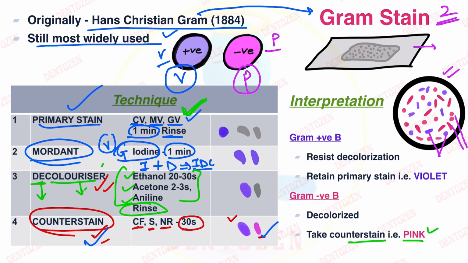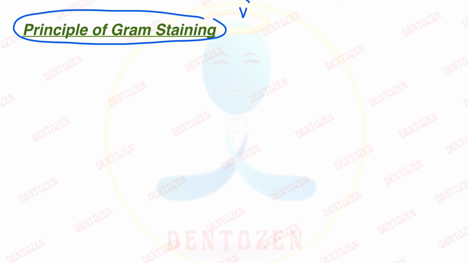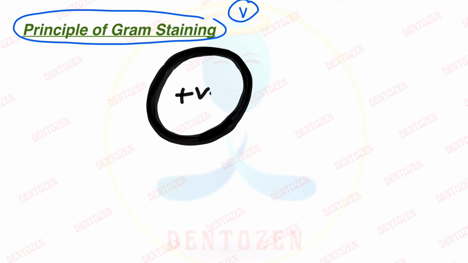Why is it important to divide bacteria as gram positive or gram negative? Because not only are they different in their colors, but also they are different in their characteristics, other properties. So why does this happen? Why are some bacteria positive, why are some negative? That is the principle of gram staining, which can be an important viva question or short note. Let's see the gram positive bacteria and gram negative.